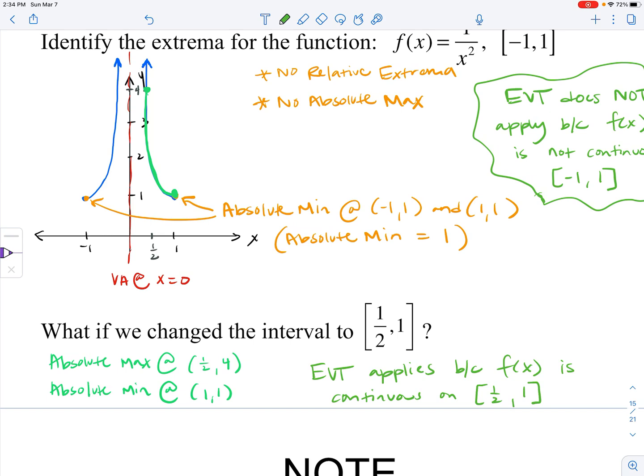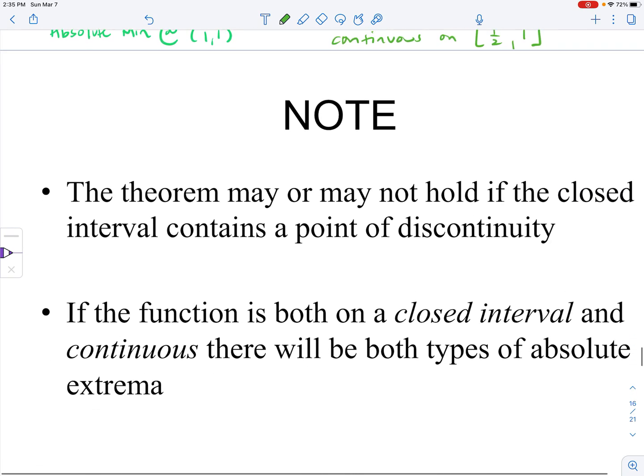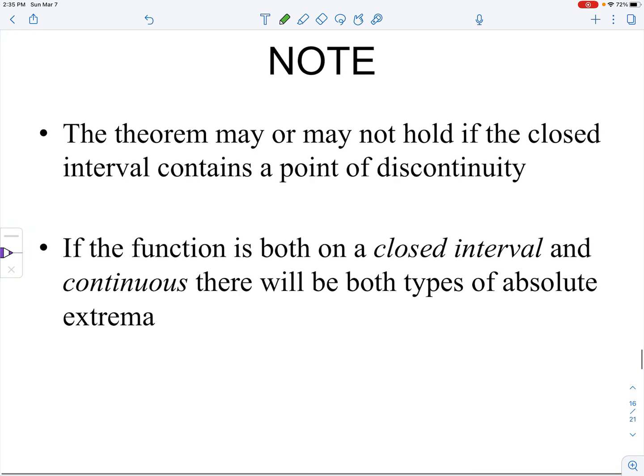You should know the extreme value theorem. You should understand it and know what it is. If I ask you, which I might, somewhere, you should be able to state to me, or at least summarize, what the extreme value theorem is. Okay, so just a note, the theorem may or may not hold if the closed interval contains a point of discontinuity.